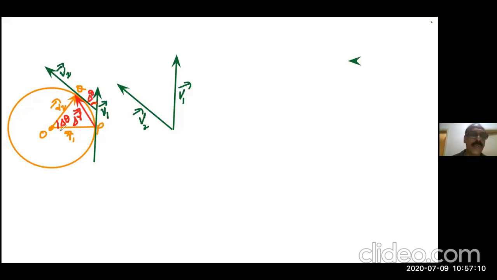In maths, there is a rule: the angle between the radii is equal to the angle between the respective tangents. This is delta V. Here it is delta theta. This is OPQ. Here we can mark O dash, P dash, Q dash. These two are similar triangles.